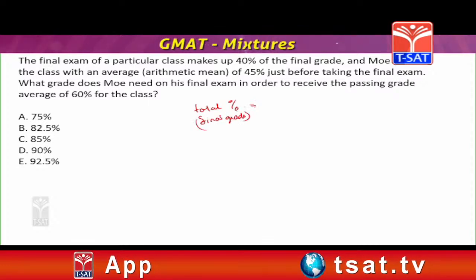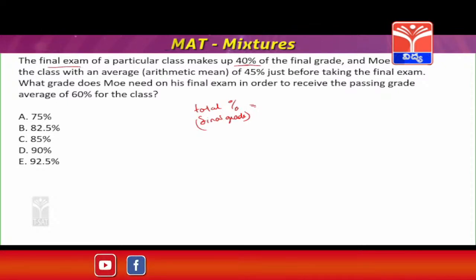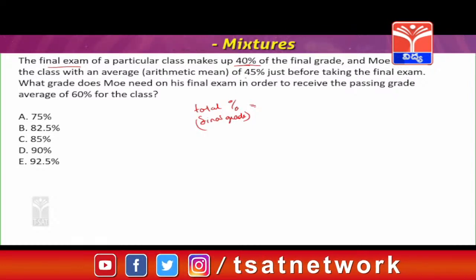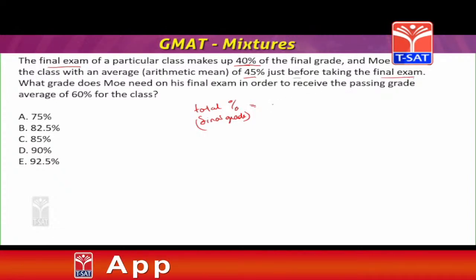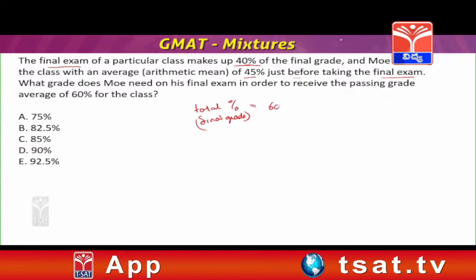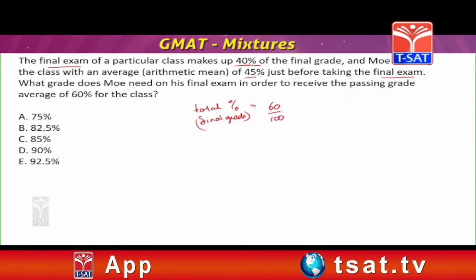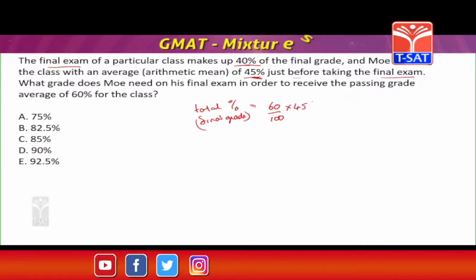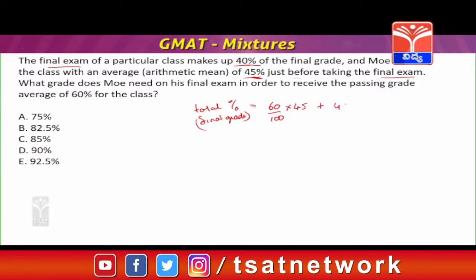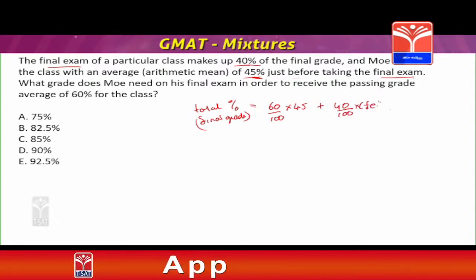Final grade will be what? It is 40%. This final exam will be for 40% and the rest will be 60%, that is 45% that is before taking the final exam, that will constitute 60% of the final grade. So, that is 60% into his average is 45% up till the final grade plus 40% of final exam, whatever he gets in the final exam.